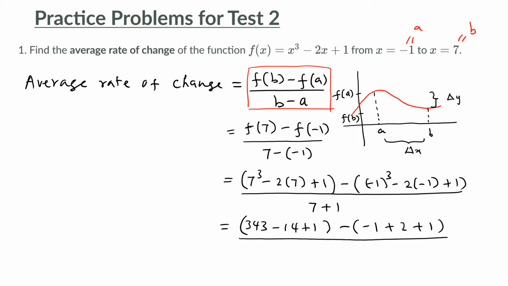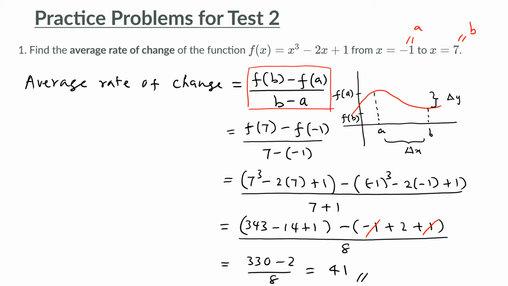And then the bottom becomes 8. If you write a few more, you get 330, and then the next one becomes, because you see this get cancelled, it is -2, divided by 8. Once you simplify, you should get 41. So that is the average rate of change of this function.